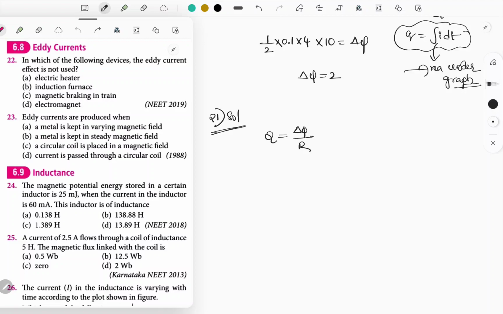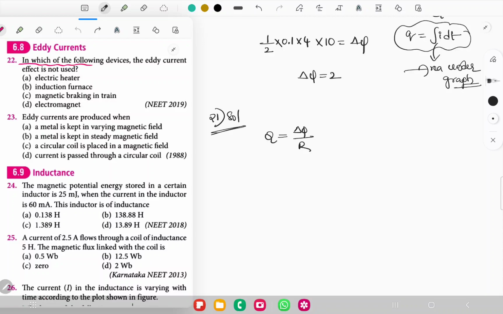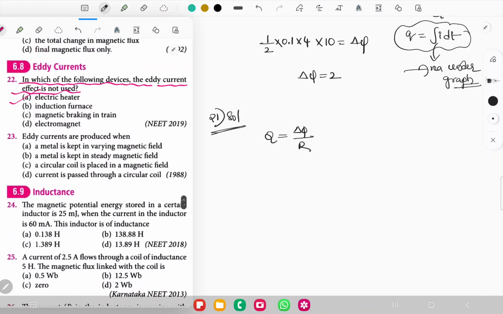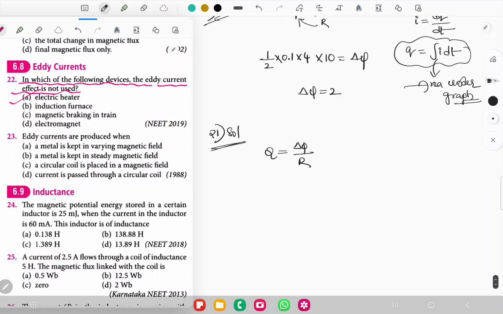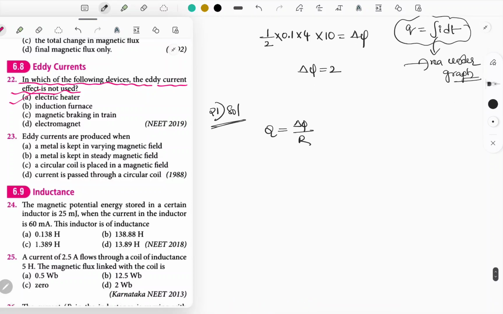Let's get started. Question number 22. Let me read it out. In which of the following devices is the eddy current effect not used? It's a direct question based on the concept of eddy currents. It's the electric heater. Electric heaters generally work based on the principle of Joule's heating effect. Okay, it is not based on eddy currents. What's the meaning of eddy currents? It's a circulating current in the conductor. Okay, well, check that out.